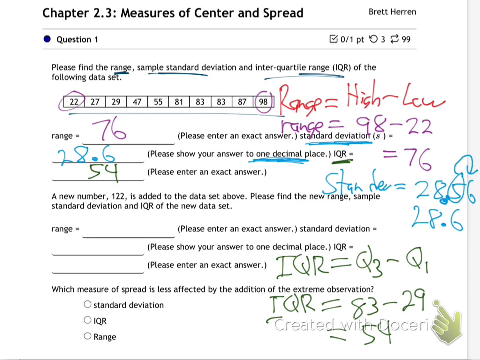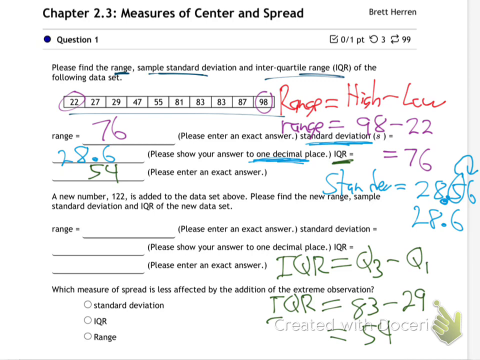All right, so now in the next part, they say, hey, throw in a new number, 122. Add one more number to the data. Somebody got 122 on the exam. So how do we do that? What do we have to do? It's a piece of cake for us with the TI, right?